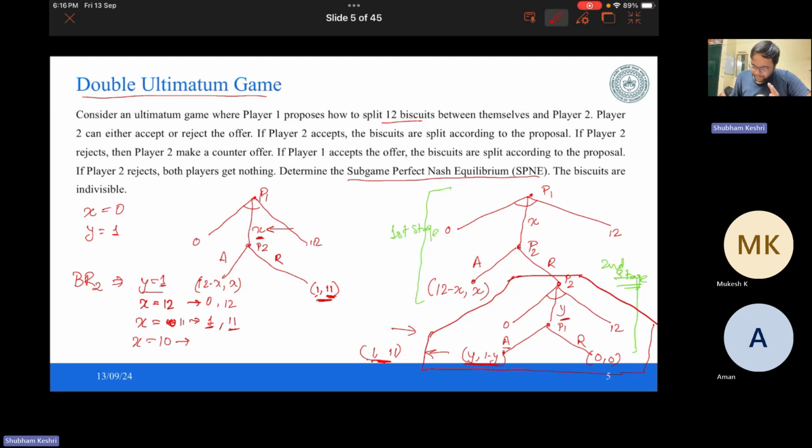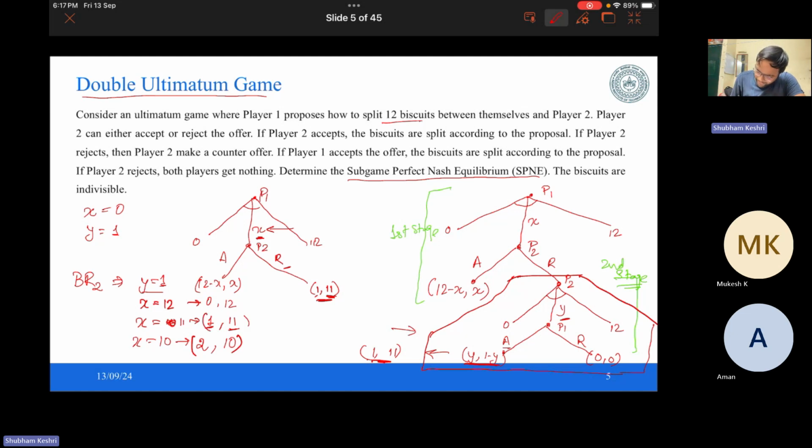So when x equals 10, player 1 is getting a utility of 2 and player 2 is getting a utility of 10. In that case, player 2 will reject the offer and he will get 11 and player 1 will get 1. So this is how it works if x equals 10.